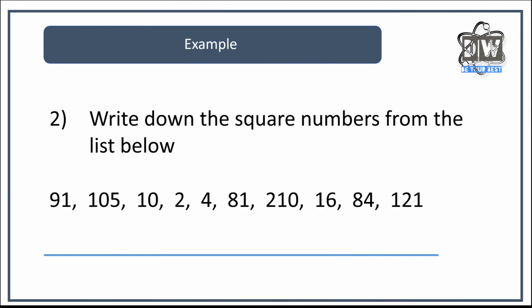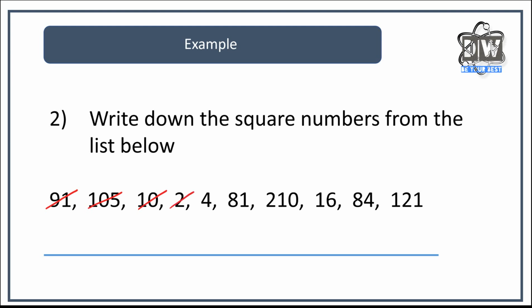Another type of question is write down the square numbers from the list below. So you've got to work out whether or not they are. Pause the video, give that a go, come back and see if you've got them correct. So a top tip here would be to write down a list of square numbers down below. Or if you know your times tables really well, you'd go, okay, well 91 is not a square number. Then we go through them individually and say, 105 is not a square number, 10 is not a square number, 2 is not a square number.